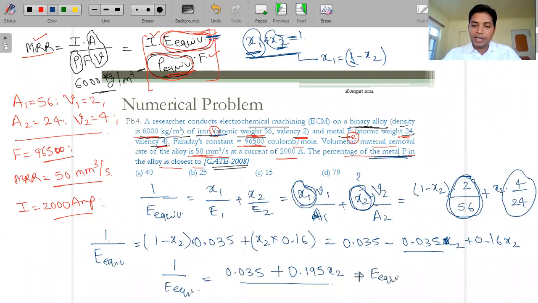So can I take all this value towards this side and cross multiply? When you cross multiply, this E equivalent value will become 1 by 0.125, I think. It's 0.125. Guys, that's why I'm asking, please cross check. Yeah, it's 0.125. Please confirm this value, guys.